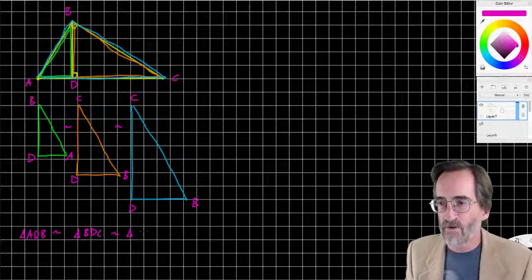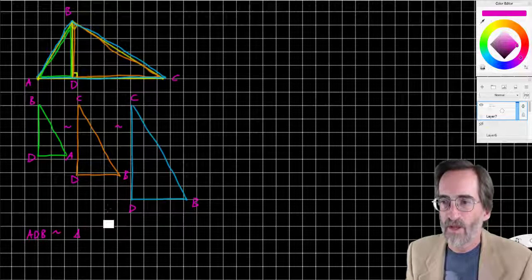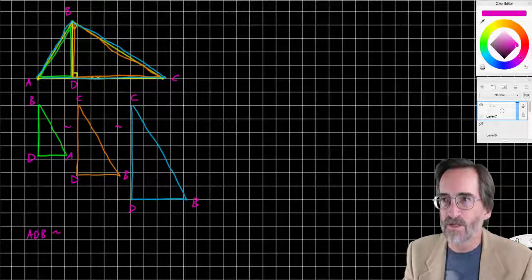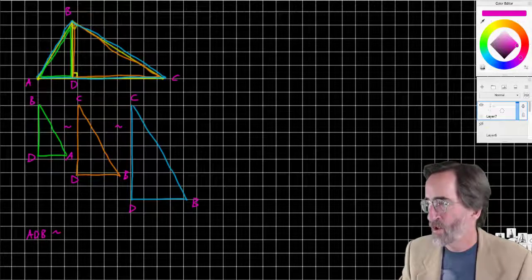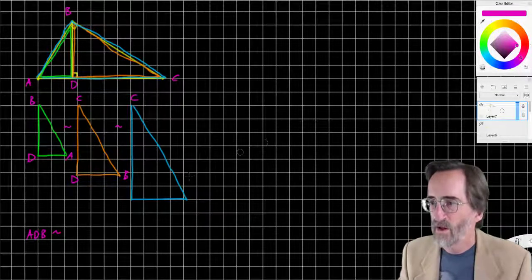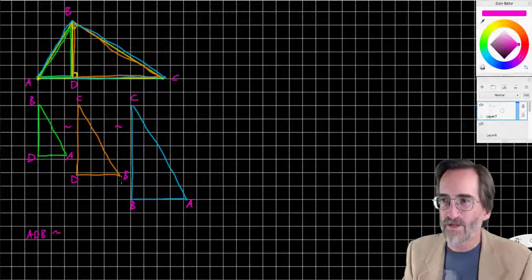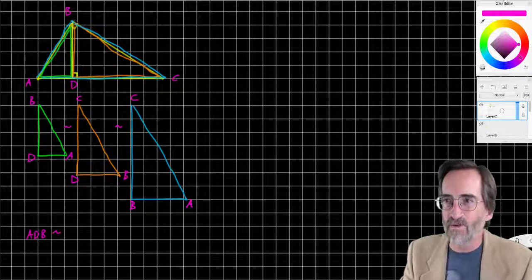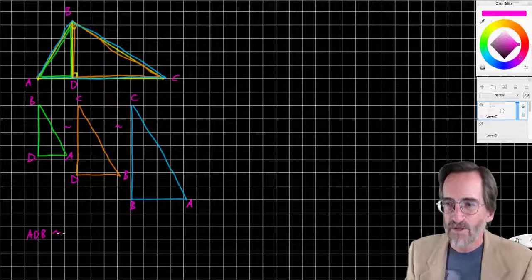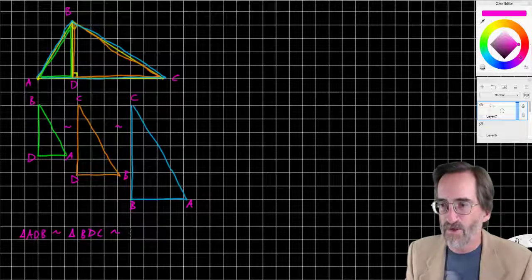Sorry, I labeled those incorrectly here, back up. The orange is BDC, the blue is ABC. A is the medium size angle. A, B, C. Okay. See how easy it is to get mixed up. A is the medium size angle, B is the right angle, C is the small angle. So triangle ADB is similar to triangle BDC, is similar to triangle ABC.